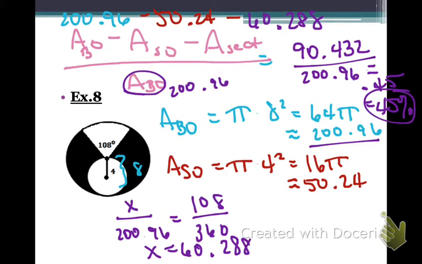All right, so it looks like a big job, but as long as you remember that sector formula down here, okay, it shouldn't be too bad. It's just you have to find the area of a lot of things just to get the shaded part by itself.